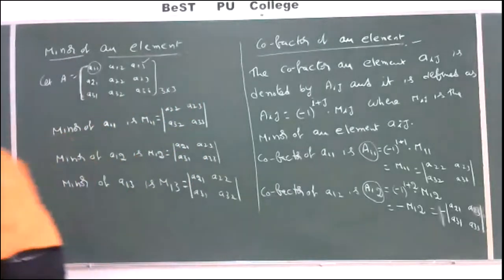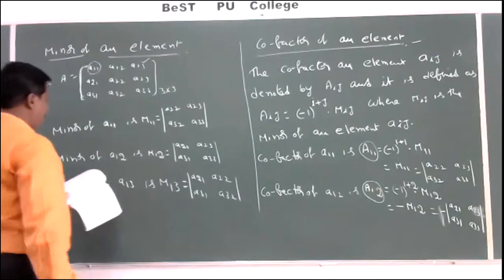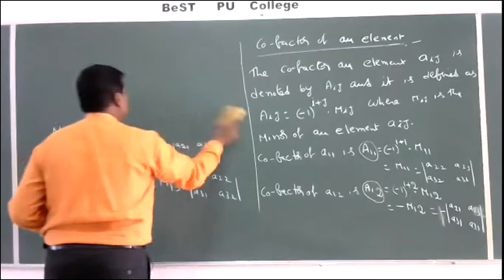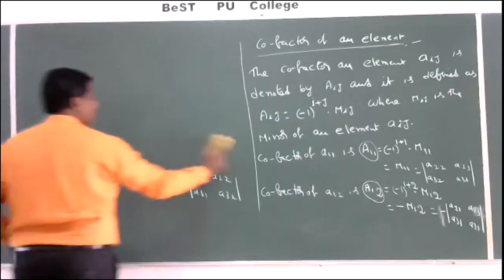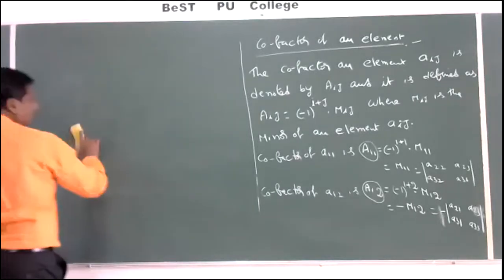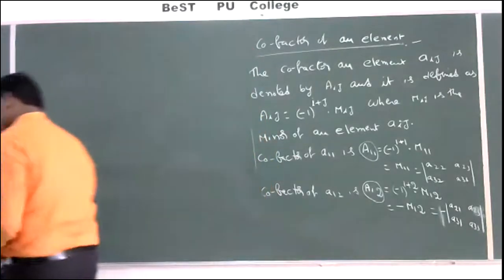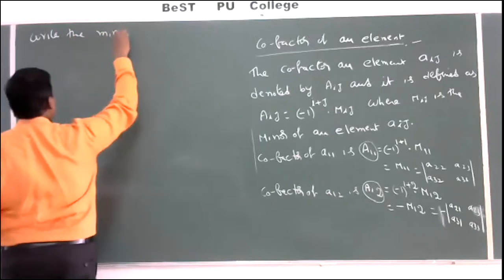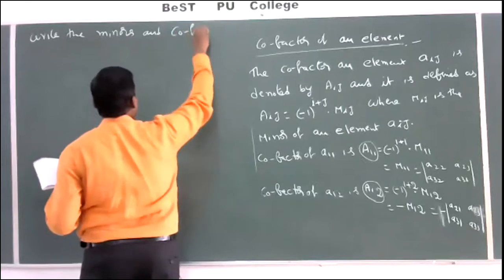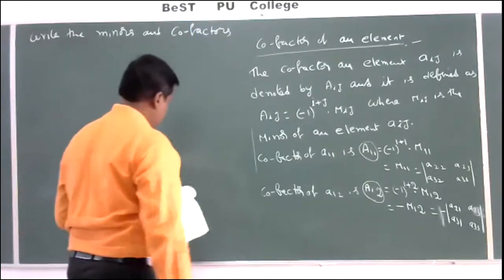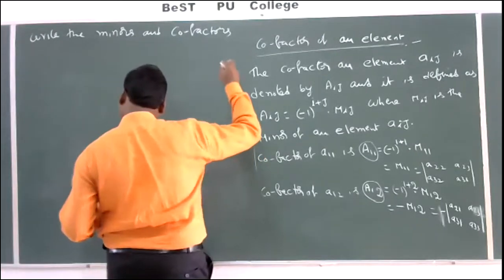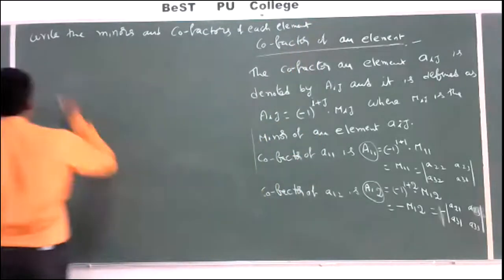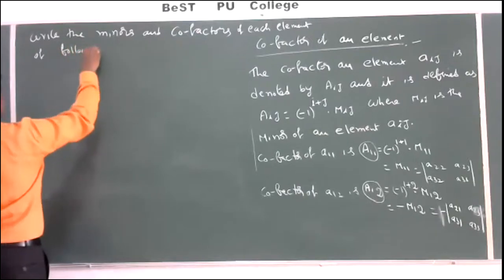Okay, for this write down one problem, one example. Find the minors and cofactors of each element of the following determinant.